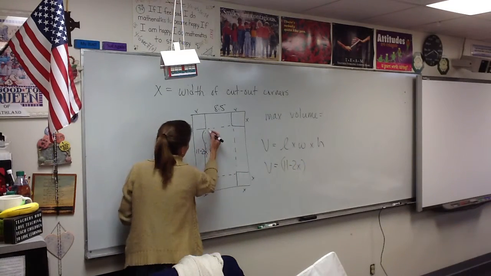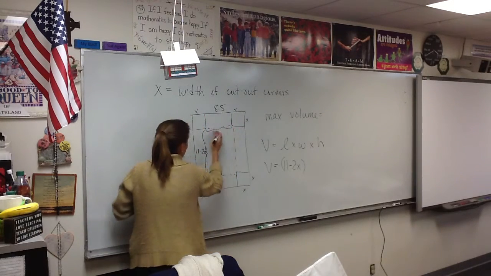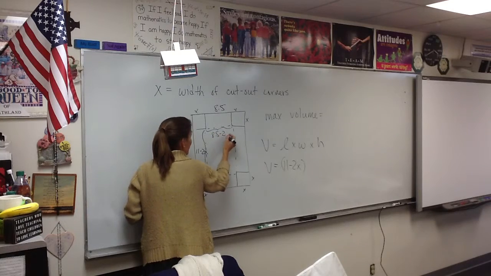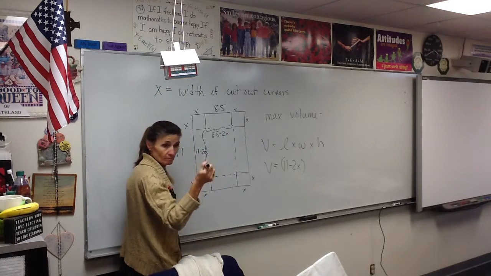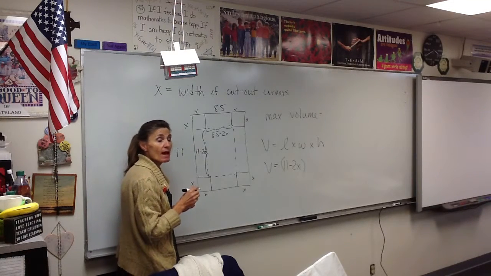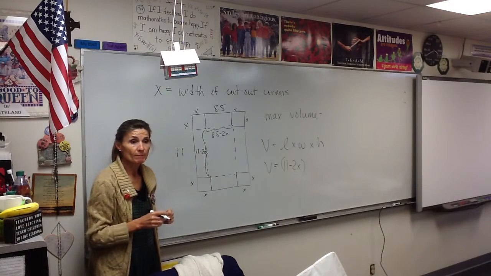What's our width? This would be our width here, because remember you folded these flaps up. What would that be? 8.5 minus 2x. So when we do these problems, are we always assuming that the x's are symmetrical, or always equal to each other? They have to be. Otherwise you won't have a box. You'll have some weird shaped thing. Okay. Right?